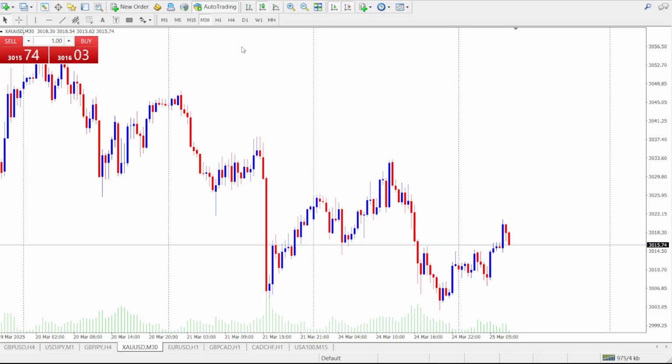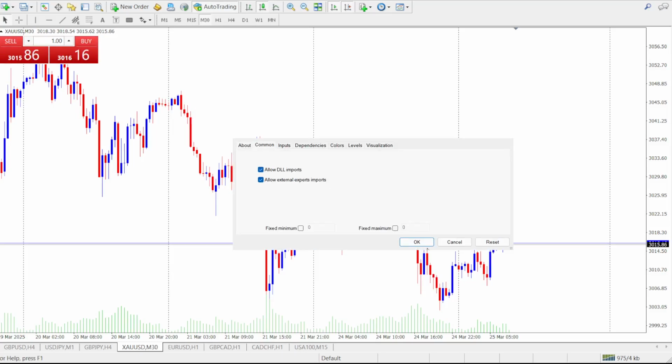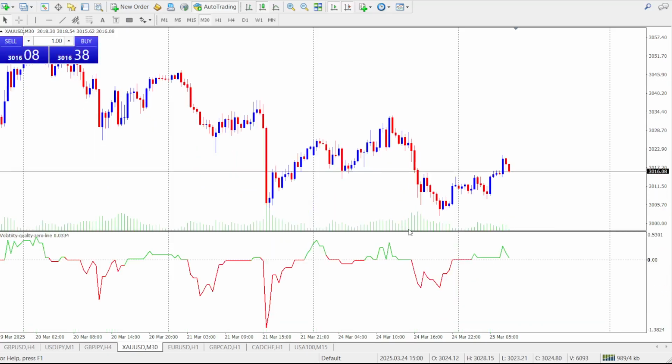I'm going to be adding the indicator to the chart right now. The volatility quality zero line indicator. This is how the indicator looks. Whether you are a beginner or an advanced trader, this indicator can help you make more informed trading decisions. Let us just quickly get started.